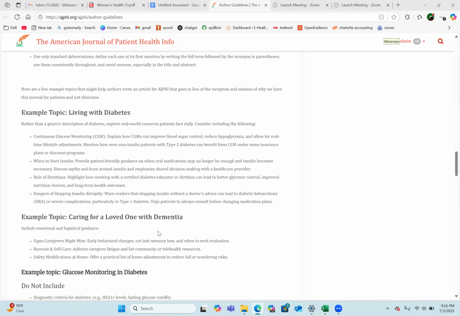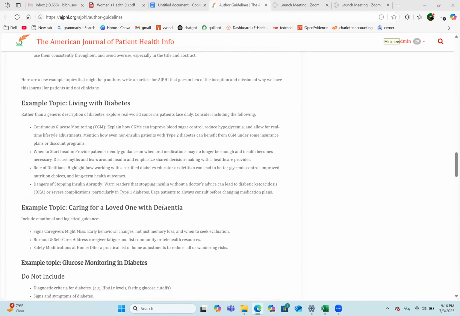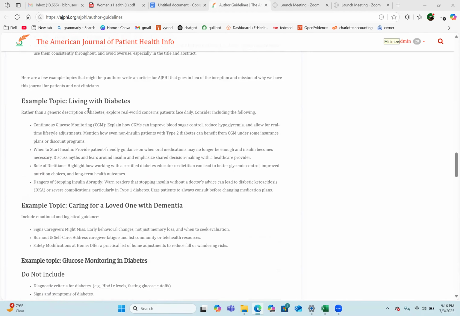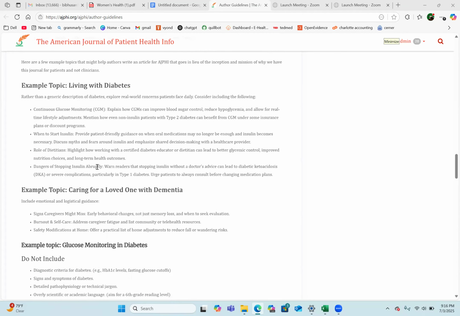This is an example of an article for someone living with diabetes. You want to focus on continuous glucose monitoring. You want to write about when to start insulin. You want to write about the role of dietitians in diabetes. You want to write about the dangers of stopping insulin abruptly. Make a paragraph on that.